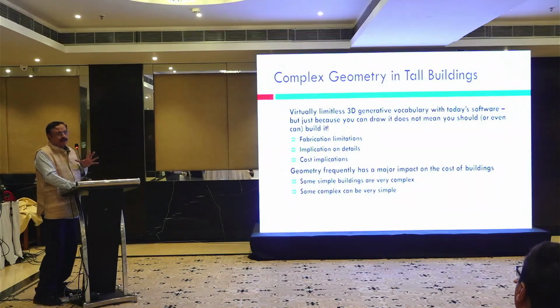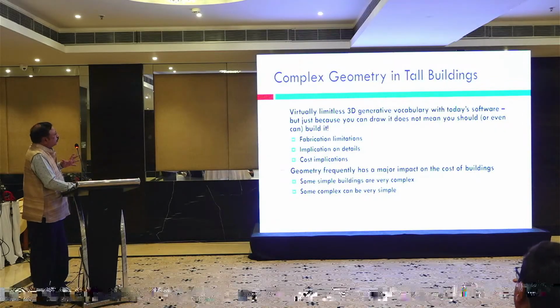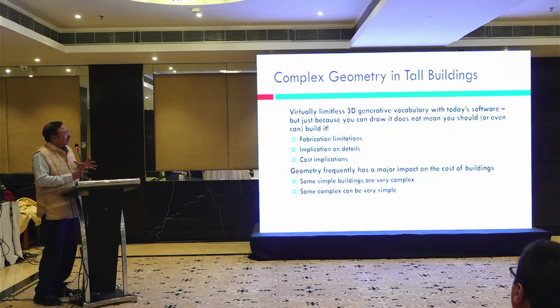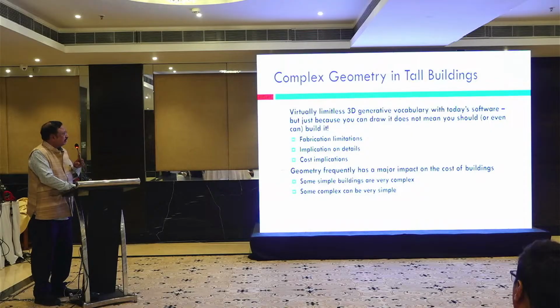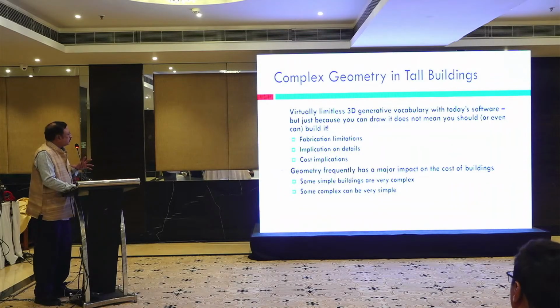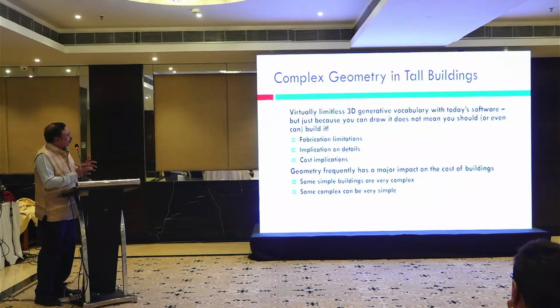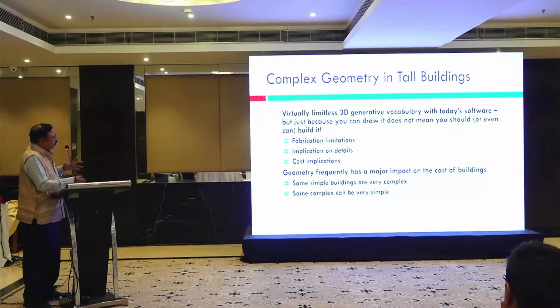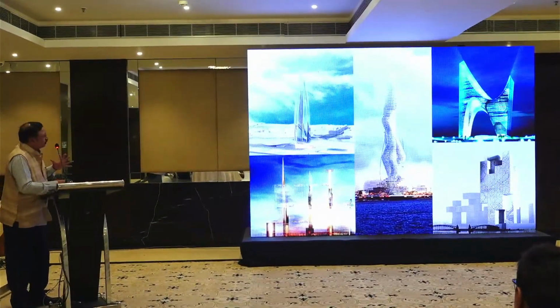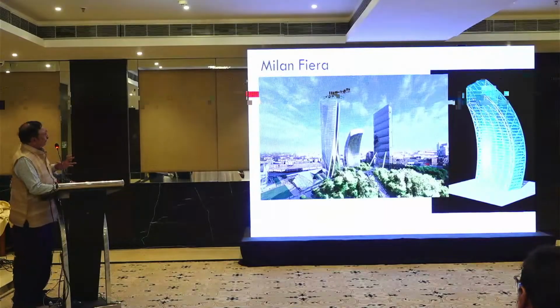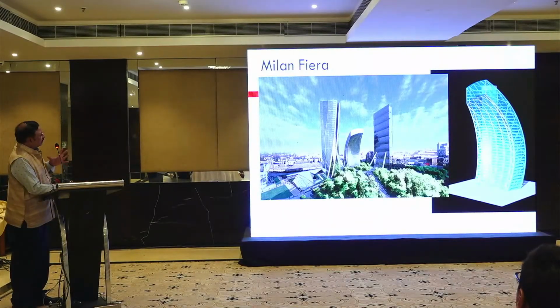Today, because of the software that we have available to us, virtually limitless 3D shapes can be generated and analyzed. But the condition is there is a fabrication limitation or implication and cost. So geometry has a major impact on the cost of building. Some simple buildings are very complex, but some complex buildings can be very simple. These shapes look complex, but they are very simple to actually erect, okay? So these are some of the international buildings I took. You see the idea here.